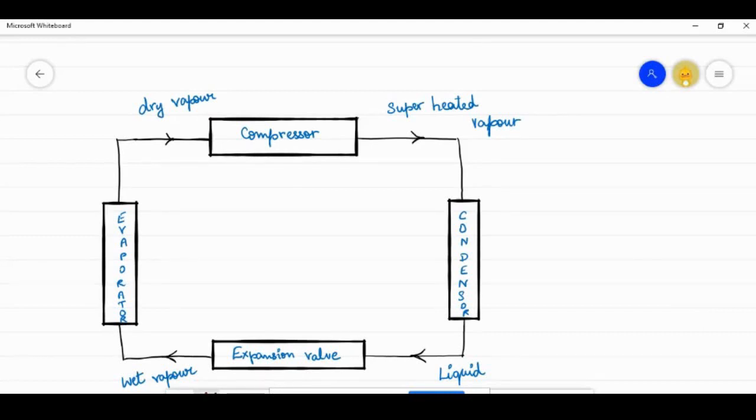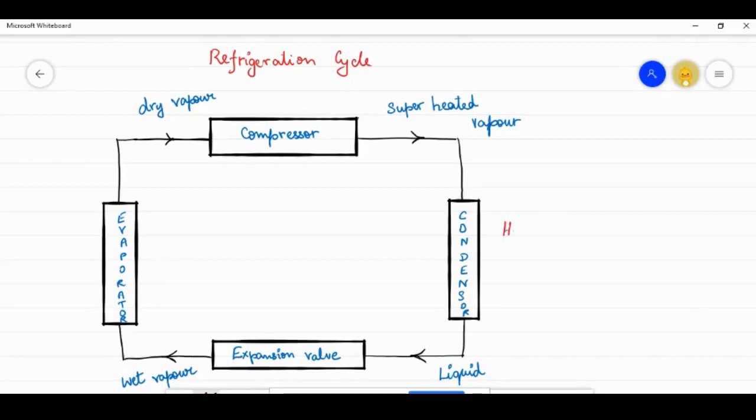Let us now discuss heat exchangers. Why do we have to discuss heat exchangers? As you can see in the refrigeration cycle, heat exchange occurs at the evaporator and condenser.